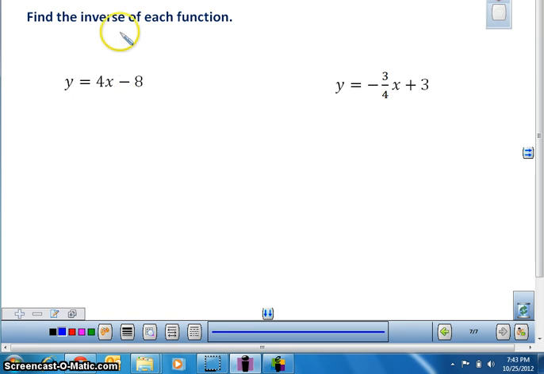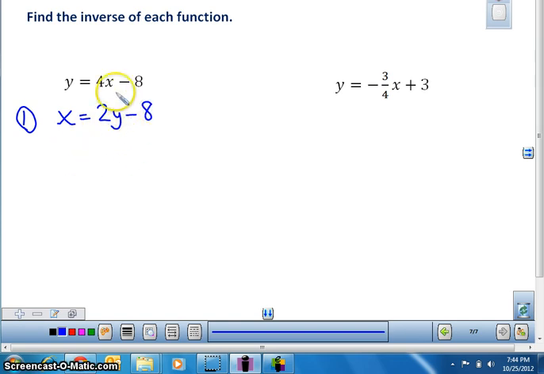It's now your turn. We're going to write the inverse function of each of these. So what is our first step? Our first step in writing this, step 1, remember, is to switch the x and y. So x equals 2y minus 8.